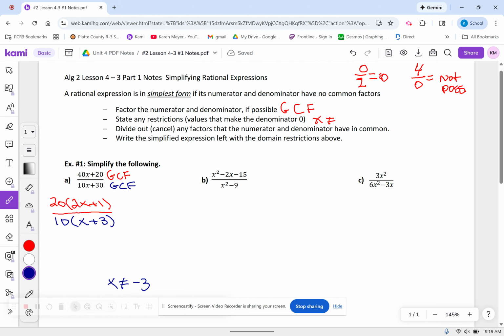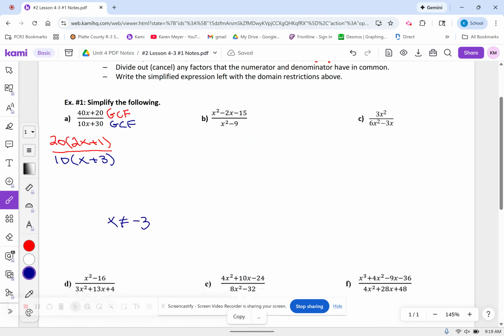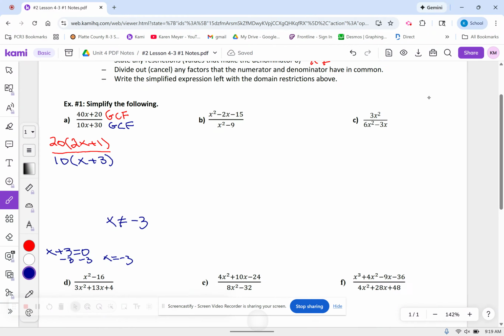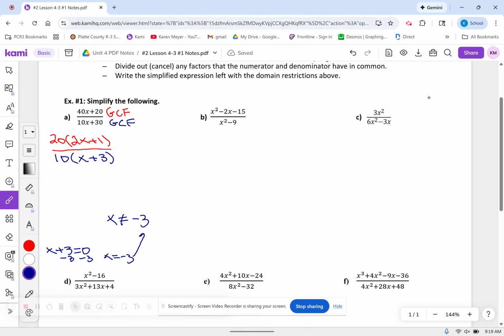If you're not sure, then take that part and pretend like you're solving it like a regular equation, so set it equal to 0. To move a +3, I would subtract it. Then I get x equals -3, and that's how you get your restriction number. So if you're ever not sure, just take the part that contains the x on the bottom and pretend like you're solving it, setting it equal to 0.